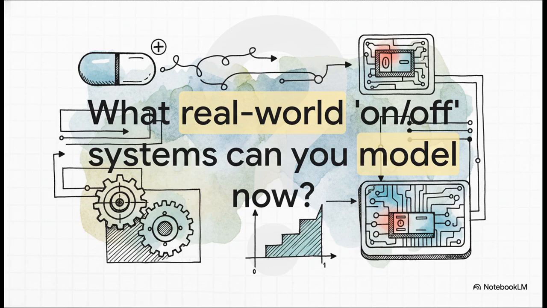So, we'll leave you with this question. Now that you have this powerful tool in your toolkit, where do you see these on-off systems in the real world? Think about it. The effect of a medication that wears off after a few hours, or a motor that's programmed to run for a set amount of time, or even a digital signal in an electronic circuit. All of these can be modeled using the elegant method we've just explored. So, what system are you going to analyze first?